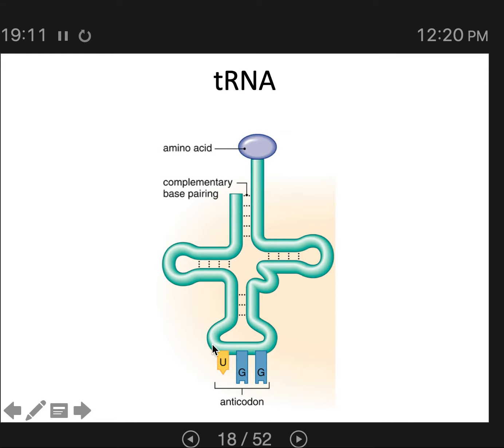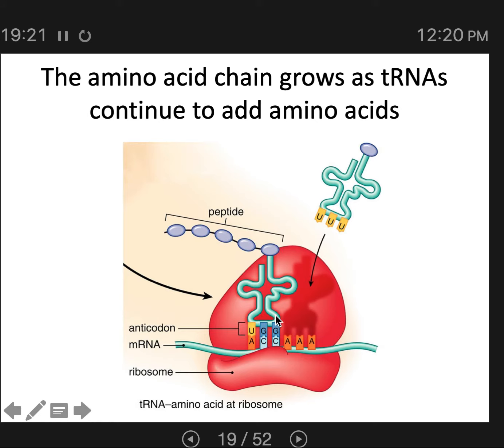This is the only part that matters for translation, for translating the nucleic acid code to a protein code, an amino acid code. And here's the amino acid that it carries. So let's look at that again. So here are these transfer RNA molecules, and here's the messenger RNA carrying the gene. So you can see how the anticodon matches up with complementary base pairing to the codon, drops off its amino acid, then it's going to leave.